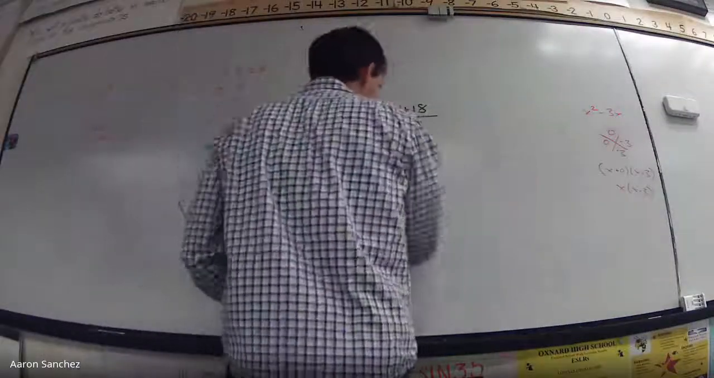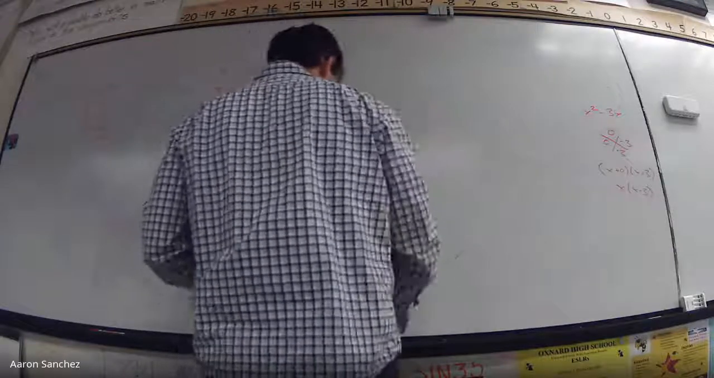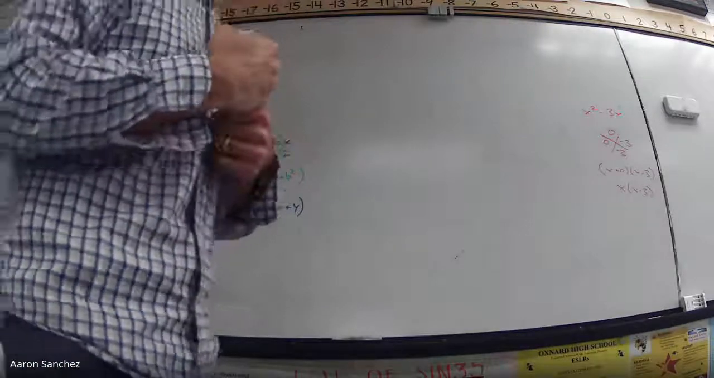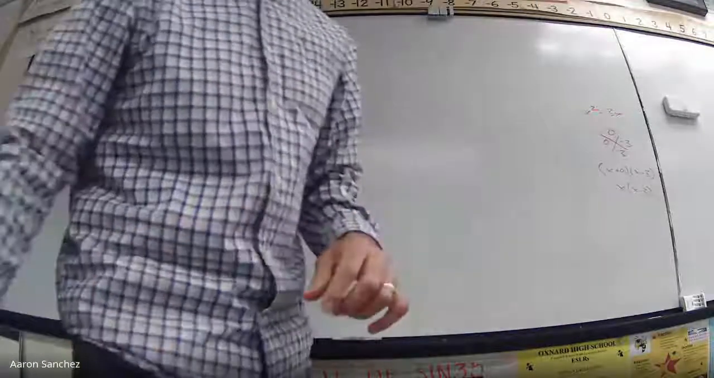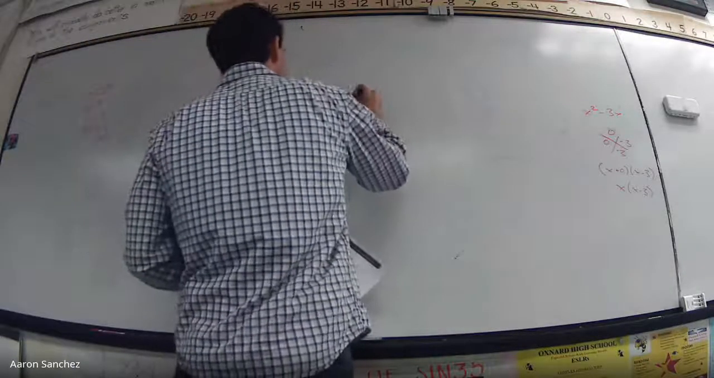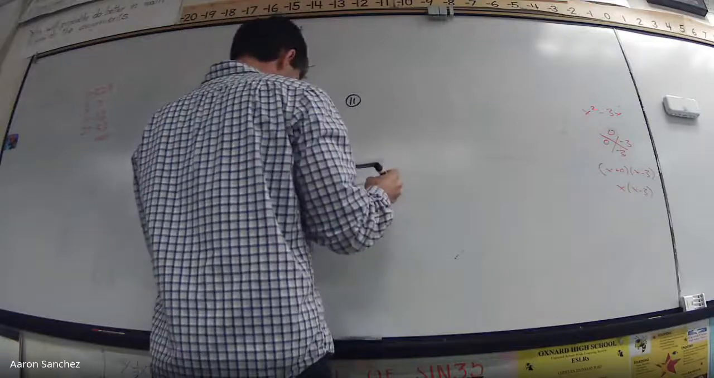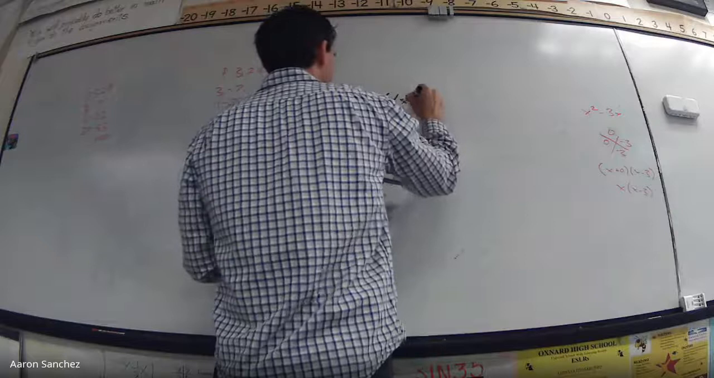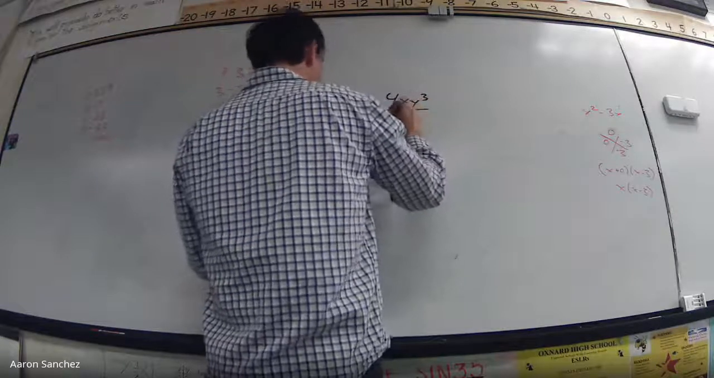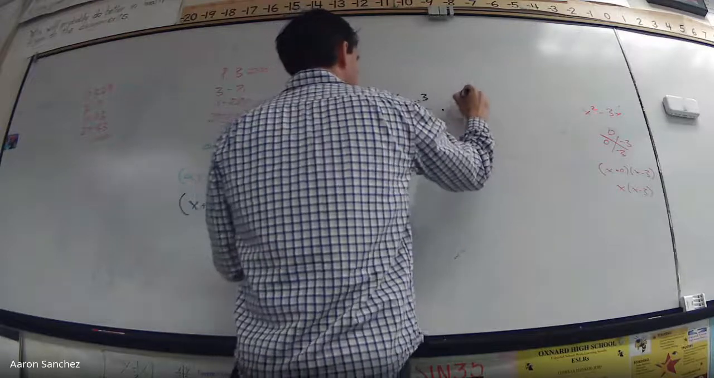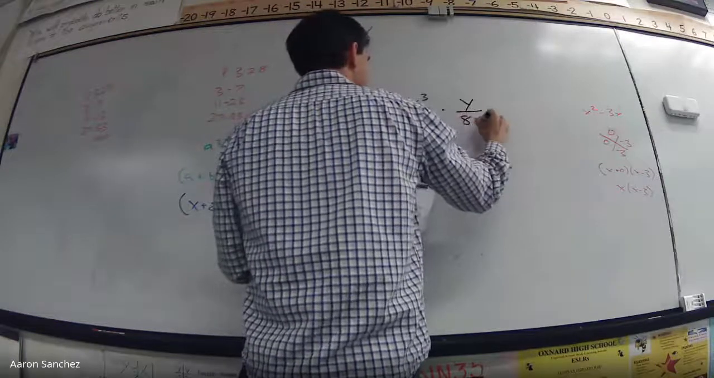Okay, so I'm going to go a little bit faster here. Number 11. How are we doing on time? What time is it? It is 2:38. Okay, number 11. I have 4xy cubed over x squared y times y over 8x.